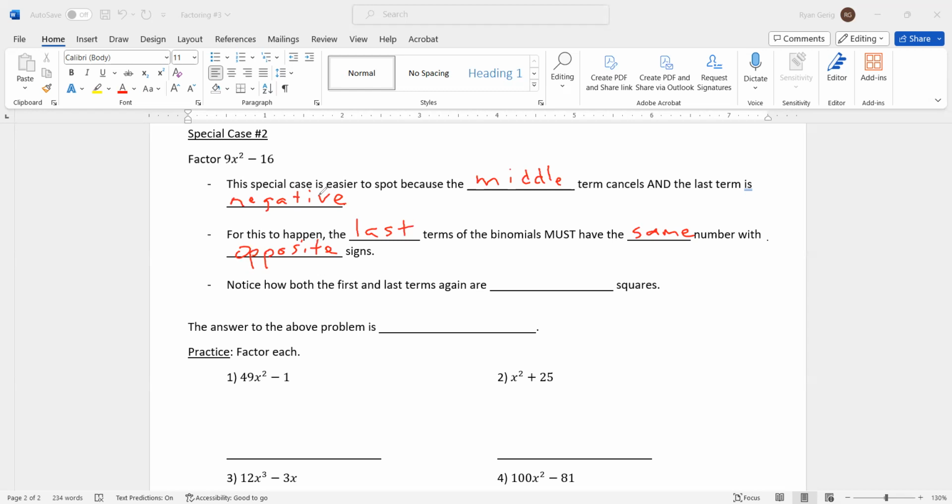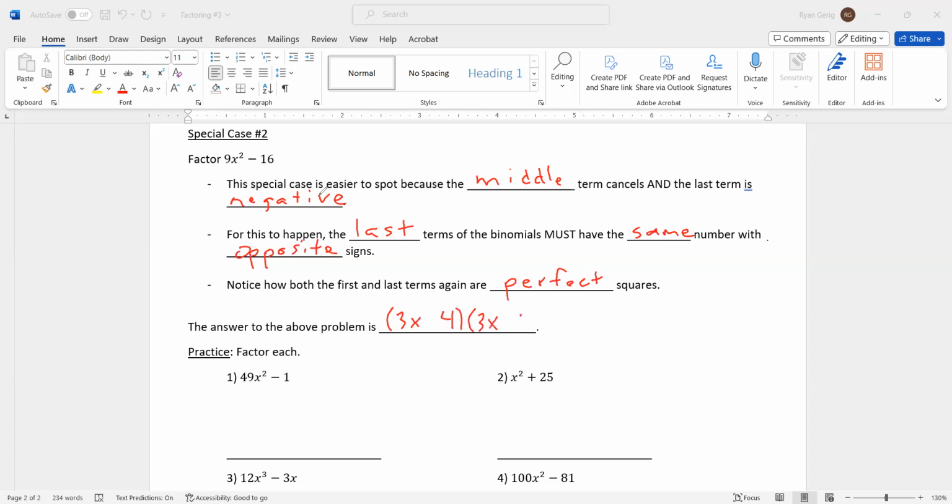All right. So when you have this situation, you have a special case. Notice how both the first and last terms, again, are perfect squares. In fact, you'll see some people call this the difference of squares because you're subtracting two perfect squares. The answer to the above question, what's the square root of 9x squared? It's 3x. Square root of 16 is 4.